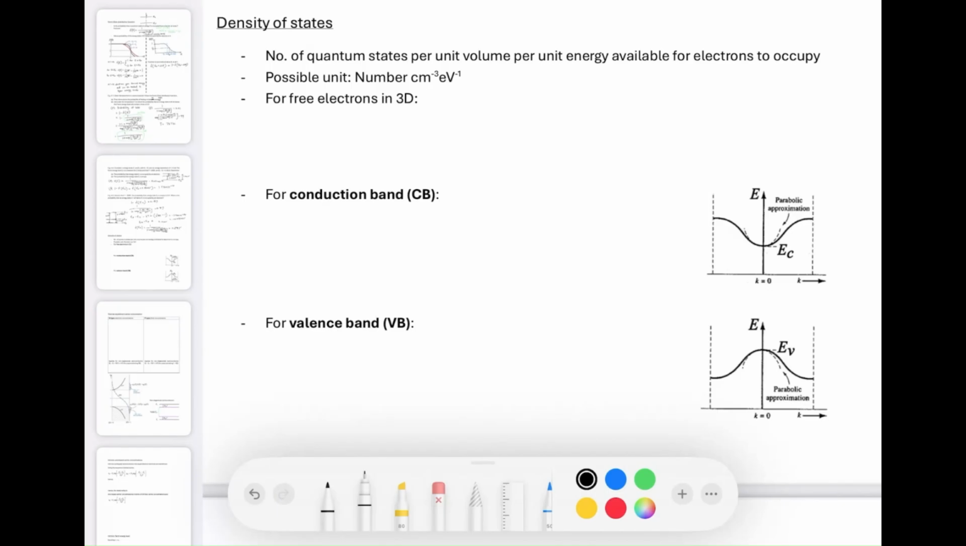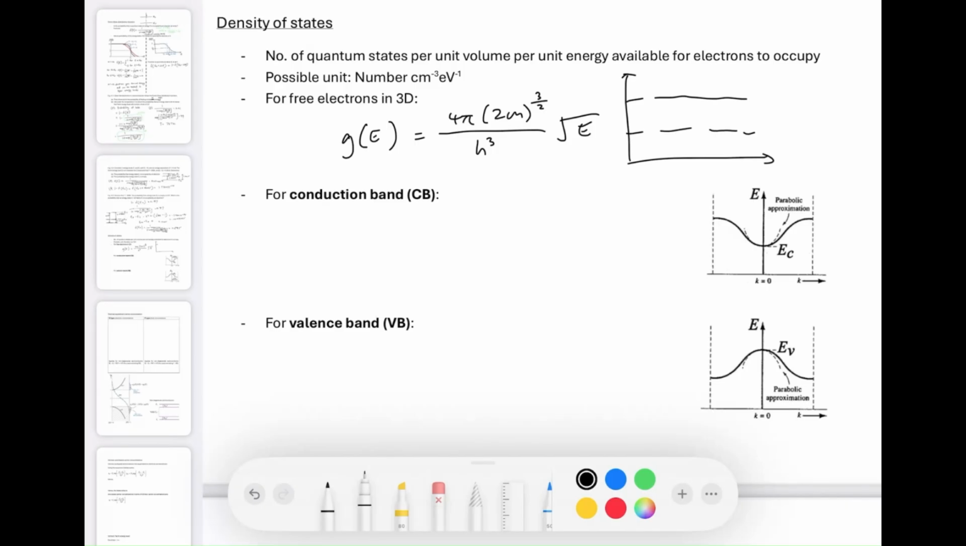For free electrons in 3D, the number of quantum states is equal to 4 pi times 2m to the power of 3 over 2, divided by the Planck constant h cubed, and the square root of the energy. I'll just draw this first, but later we'll see why we need it. So this is energy, this is the density of states. This is the conduction band and this is the valence band.